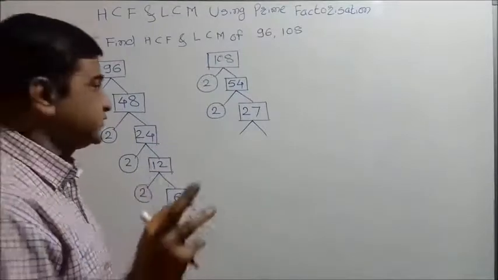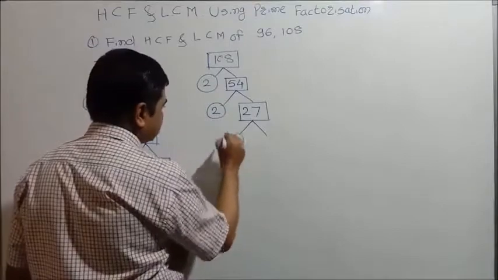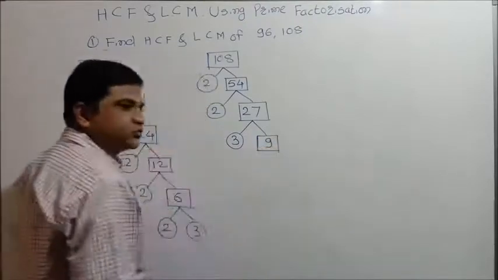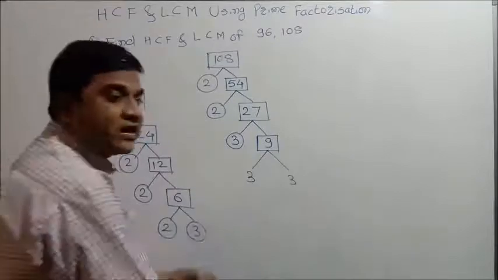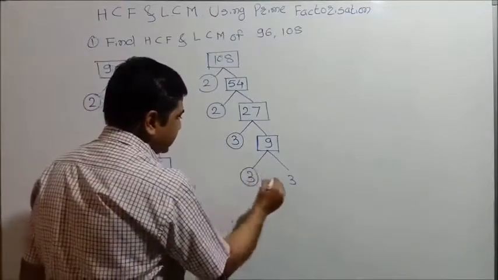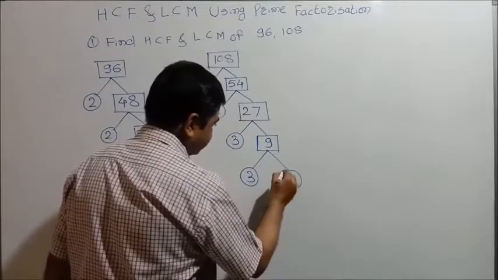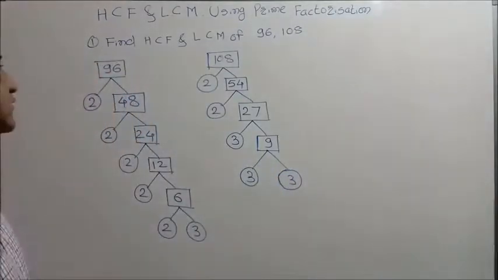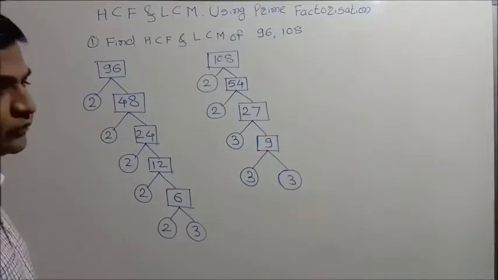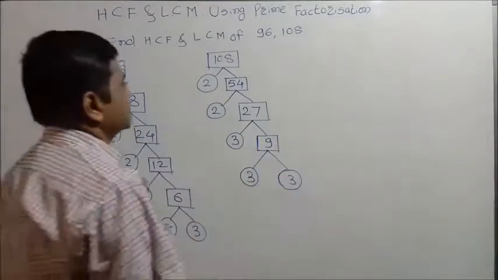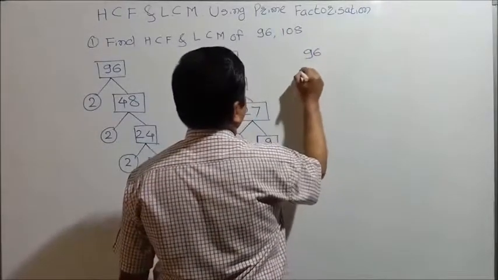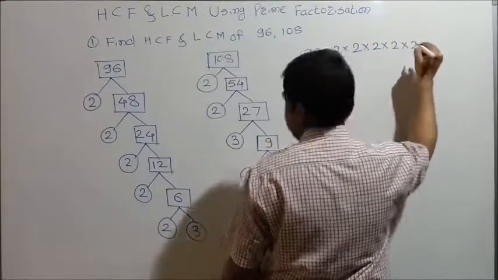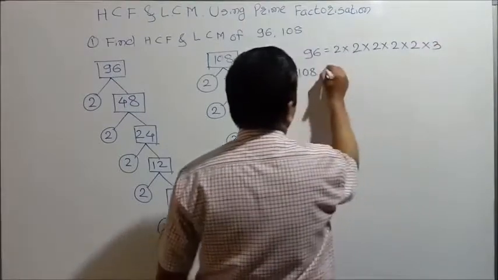So I will divide this not with 2, but now 3, because the next prime number is 3. So when I divide 27 by 3, I get 9 as another factor. 9 being a composite number, I am going to put it in the box. And now 9 is in the table of 3. 3 threes are 9. And I found that both the factors of 9 are prime numbers, and I circle them. Now, when both the factors of 9 are primes, and the numbers cannot be further factorized, we'll stop here. So we'll jot down the prime factorization of both 96 and 108.